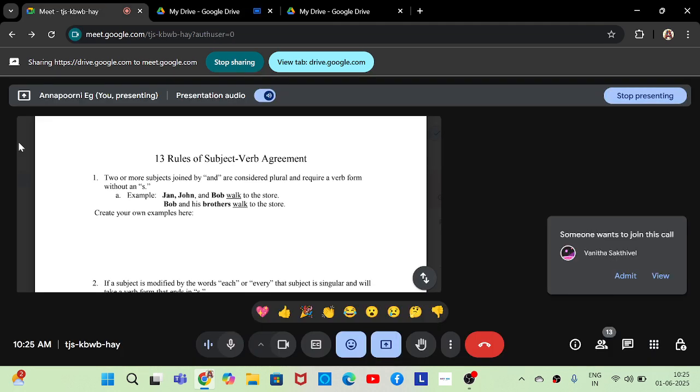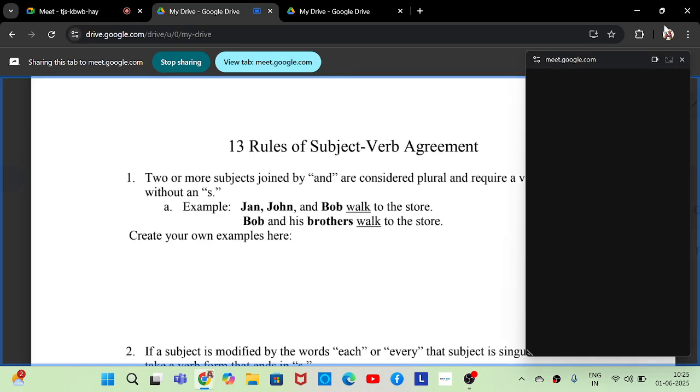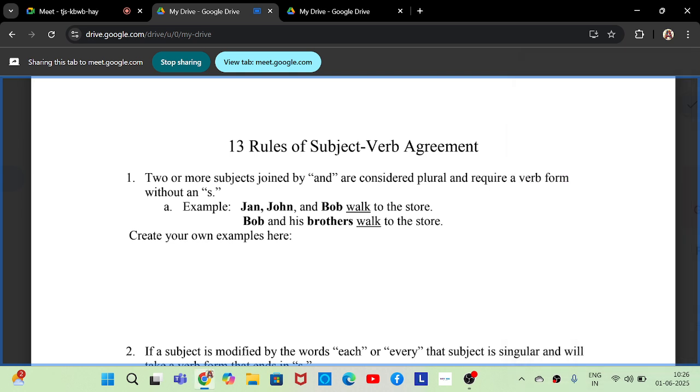Yes. Soundarya, can you read the second example? Bob and his brothers walk to the store. So here you can see again Bob and his brothers walk to the store. Yes, Bob and his brothers walk to the store. John and his brother walk to the store. Yes, good, very good students.